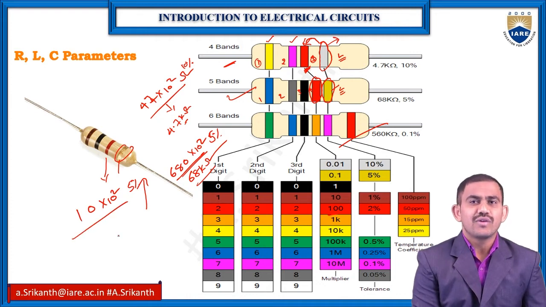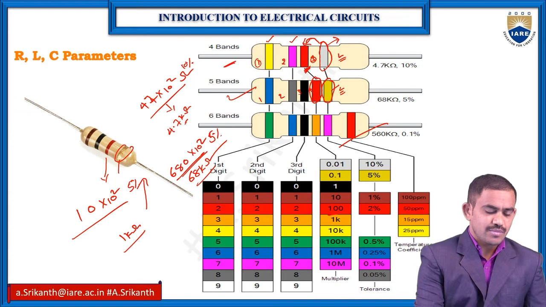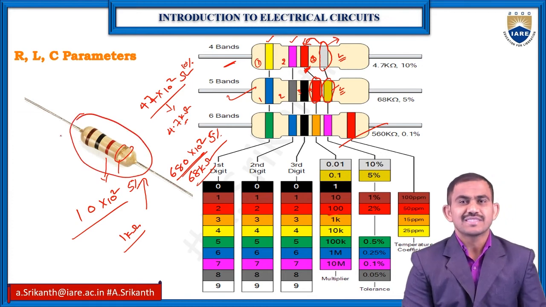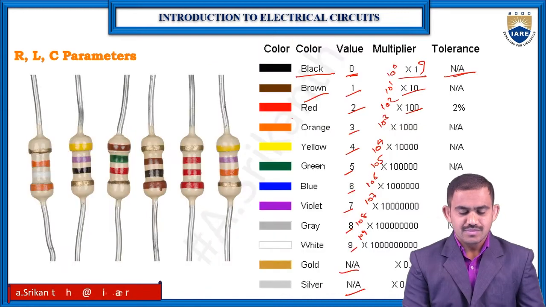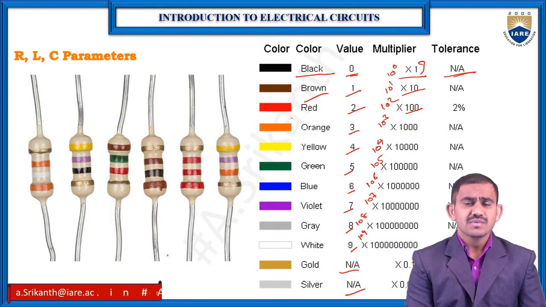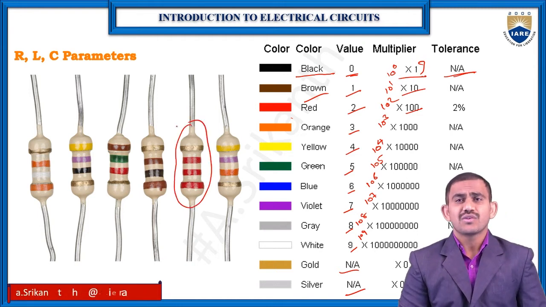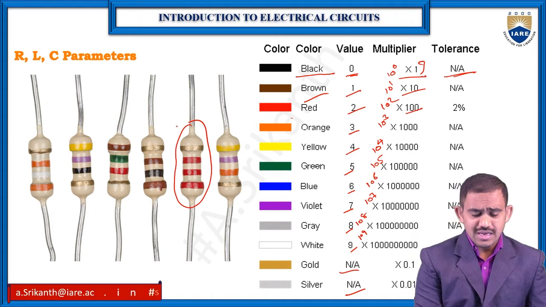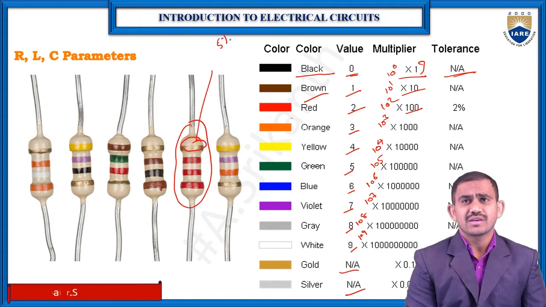So we have a 1 kilo ohm resistor. When you go to the market and find a resistor like this, it means it is a 1 kilo ohm resistor. Moving to these resistors, consider any one of them. I want to find out the value of this resistor. The gold color is the tolerance.